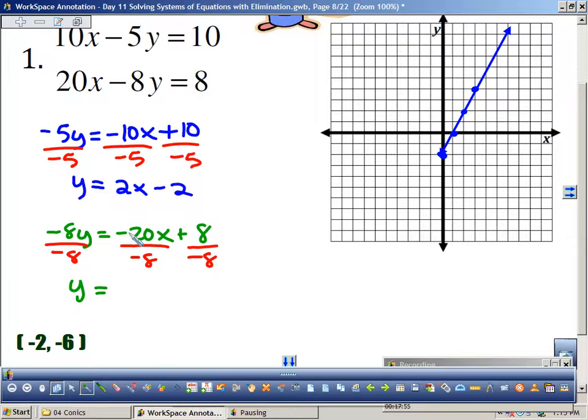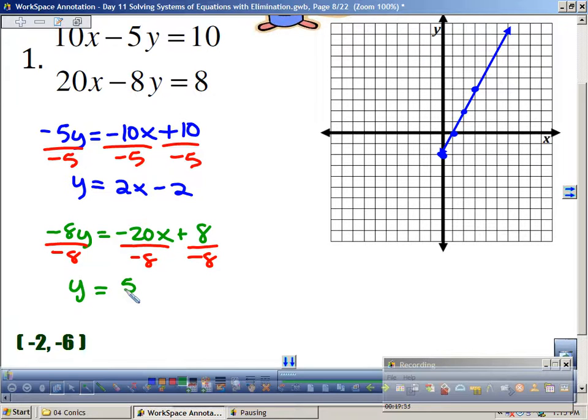Okay, so these are both going to become positive, and I can factor out a 4. So this becomes 5 over 2x minus 1. So I go down 1, and I'm going to go up 5 over 2. 1, 2, 3, 4, 5 over 2. I don't think it's ever going to intersect there. It's probably going to intersect down here. So down 1, 2, 3, 4, 5 over 2.